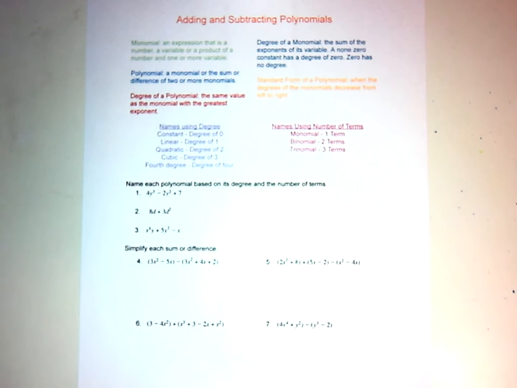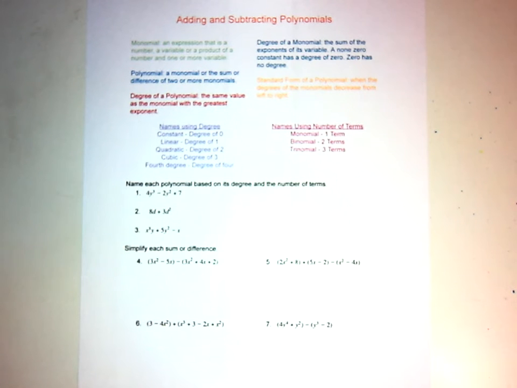Hello, for this lesson we're talking about adding and subtracting polynomials. There are a lot of vocab words, so I tried to bring some of them in. We also have some ways of naming polynomials using degrees and by the number of terms. So I wanted to bring those in for you. I hope that you can read them. I know it's a little small, but we had a lot of information to fit in here, and I'll make sure I read them out for you in case you're having trouble.